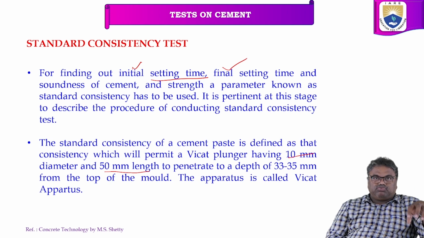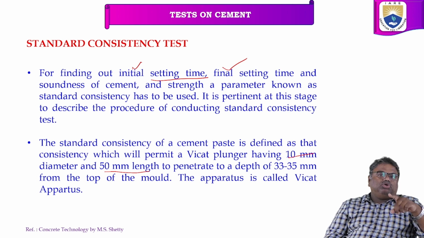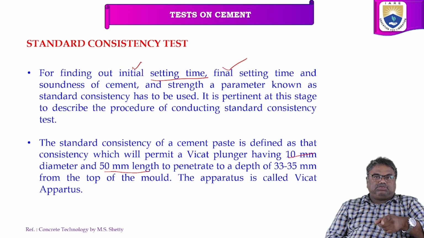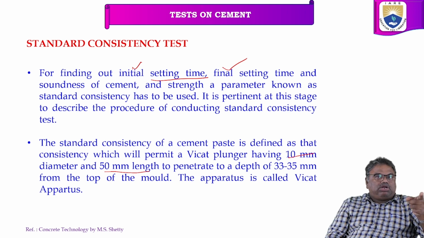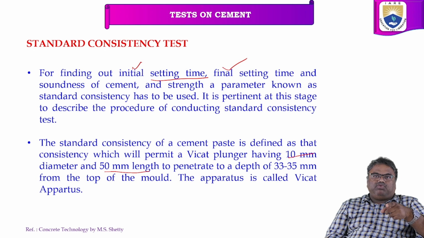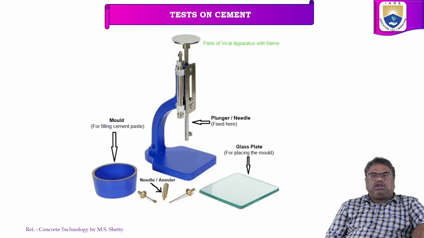Even for the initial setting time and final setting time, we have to use the Vicat apparatus. The same apparatus we can use. The plunger we will use for the consistency test, and for initial setting time and final setting time we have to use two different needles. For the initial setting time one needle, and for the final setting time one needle, right? So this is the Vicat apparatus.